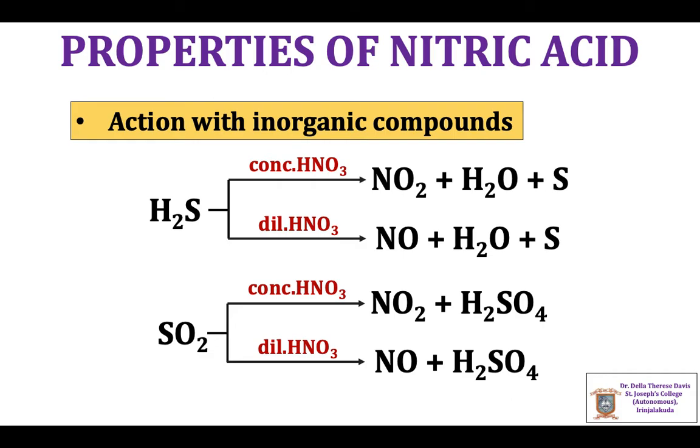The oxidation state of nitrogen in the product depends upon the concentration of the acid, temperature and nature of the reactant. Let us discuss a few examples.